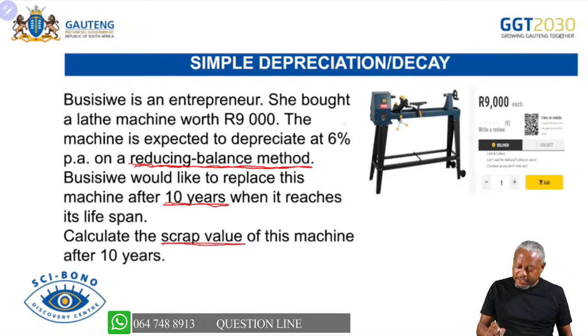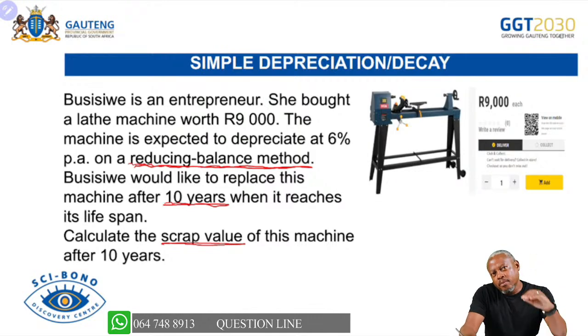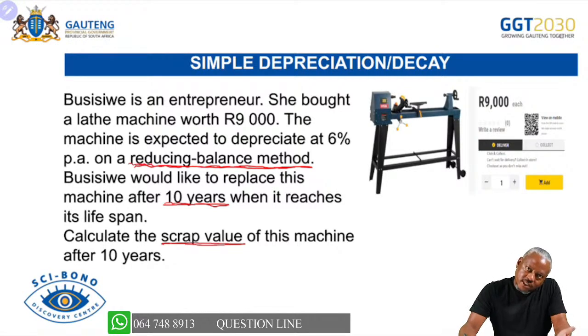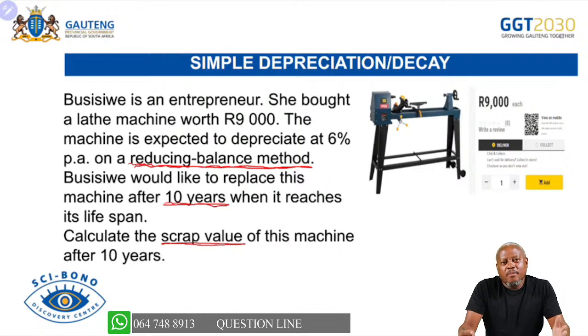Busisiwe is an entrepreneur. She bought a lathe machine worth 9,000. The machine is expected to depreciate at 6% per annum. The problem is still the same, but the difference is only the questions. Now, ladies and gents, I'm also going to give you 2 minutes to solve this one. Please just do it. Like I said, prepare your pen and your calculator next to you. Write the name of your school, and then just calculate it.